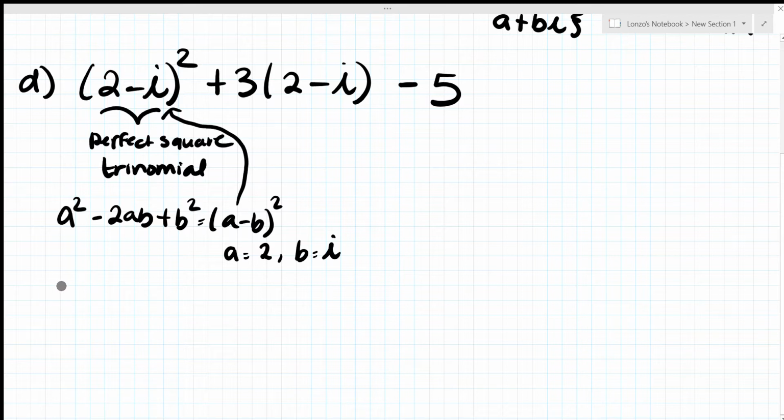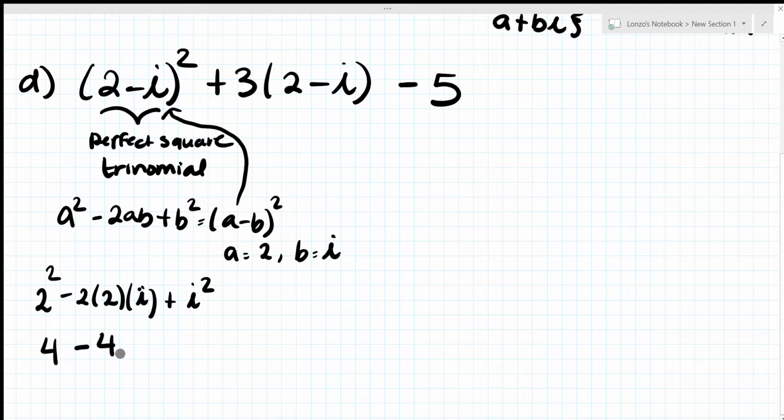So you just put it in this, it's a squared. So you could do 2. So our a is 2, so you got to square that, minus 2 times a, which is 2, and my b is i, right? So I'm putting it in like in this formula, plus b squared, which is i squared. We can simplify that. So 2 squared is 4, and then negative 2 times 2i is negative 4i. And remember that i squared is negative 1.